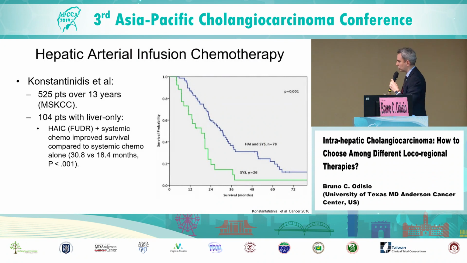One thing I would like also to mention is the role of hepatic arterial infusion chemotherapy. We're not doing that at MD Anderson right now, but the group from Memorial Sloan Kettering has been using that, and they published a paper on over 500 patients over 13 years, and median overall survival was very good compared to systemic chemotherapy alone. They associated FUDR plus systemic chemotherapy and compared with systemic chemo alone, and they got a really nice response.